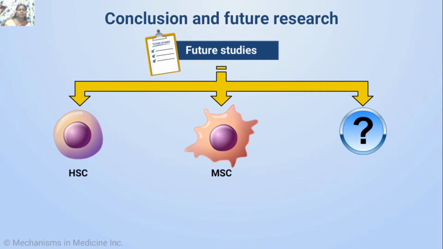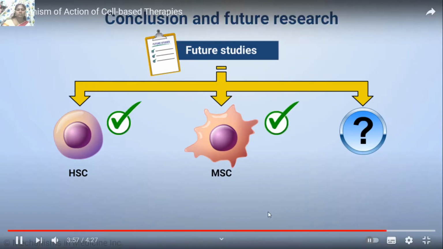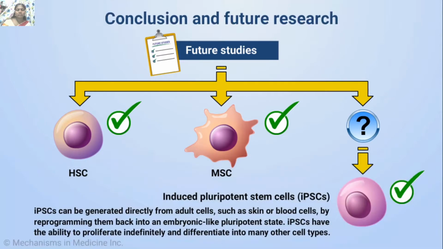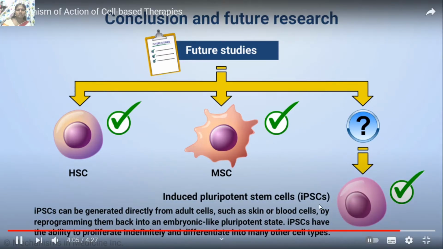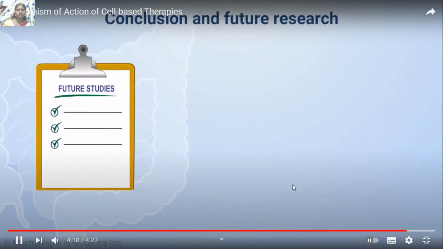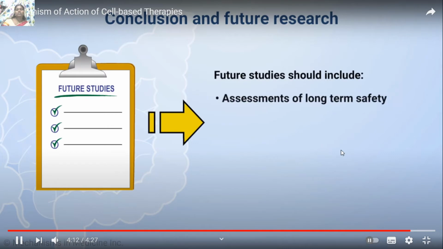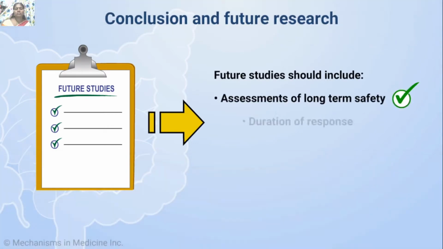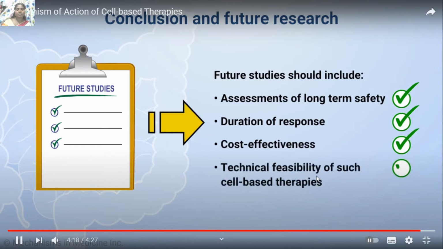Cellular therapies will not be limited to HSCs or MSCs. Other cellular therapies, such as induced pluripotent stem cells or iPSCs, will also likely be explored in preclinical settings. Importantly, future studies should include assessments of long-term safety, the duration of response, and the cost-effectiveness and technical feasibility of such cell-based therapies.